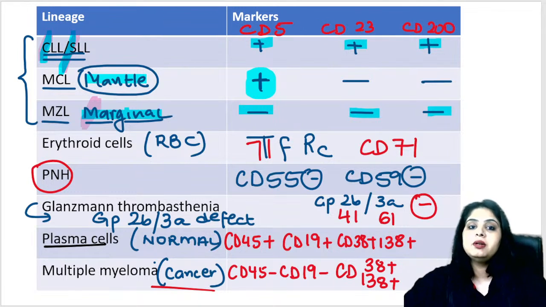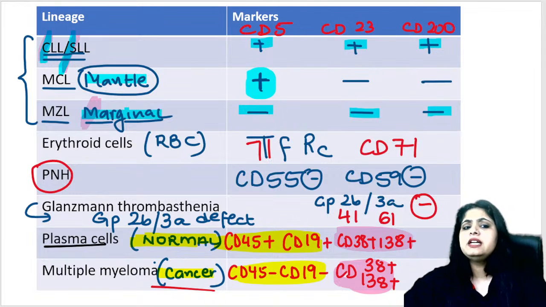So simple. A normal plasma cell is a good child. It will take care of parents also. It will take care of itself also. Whereas a malignant plasma cell is a bad child. He has forgotten his parents. He is only focusing on himself. Everyone's understood this story, because now all these stories are going to help you in your flow cytometry graphs.